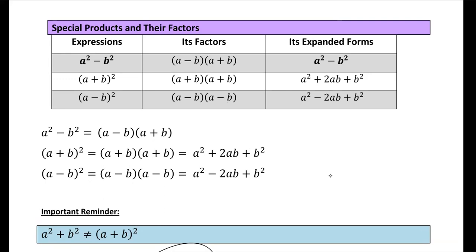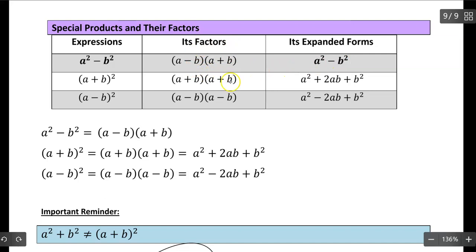I just want to quickly remind everyone about the special products and their factors. So this is our difference of squares, right? Difference of squares, then the formula will be (a - b)(a + b), and the expanded form for this is actually a squared minus b squared.